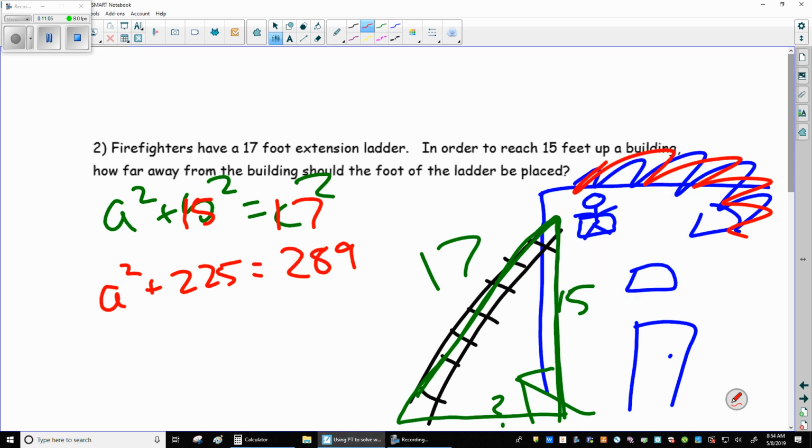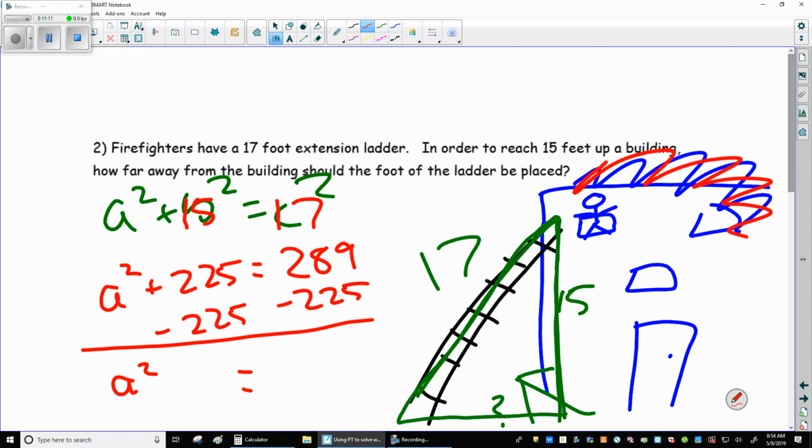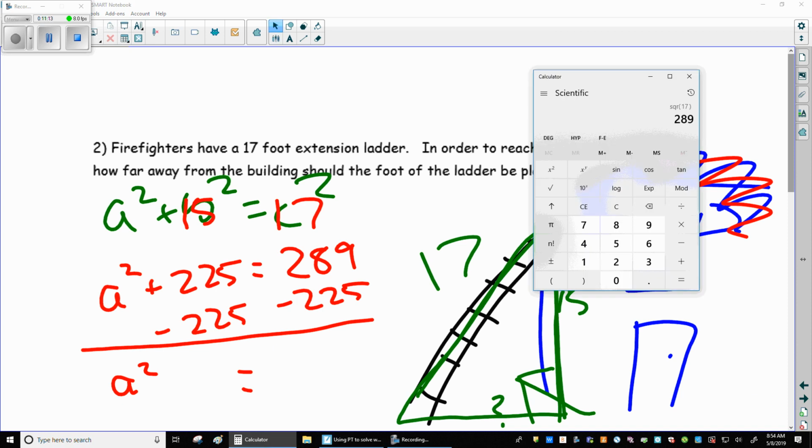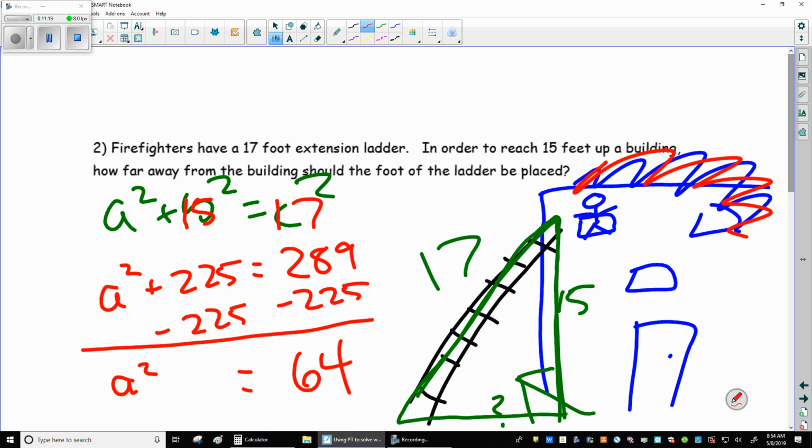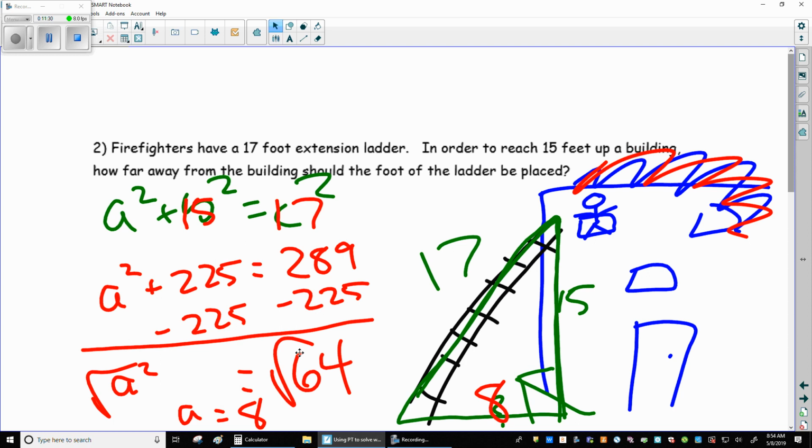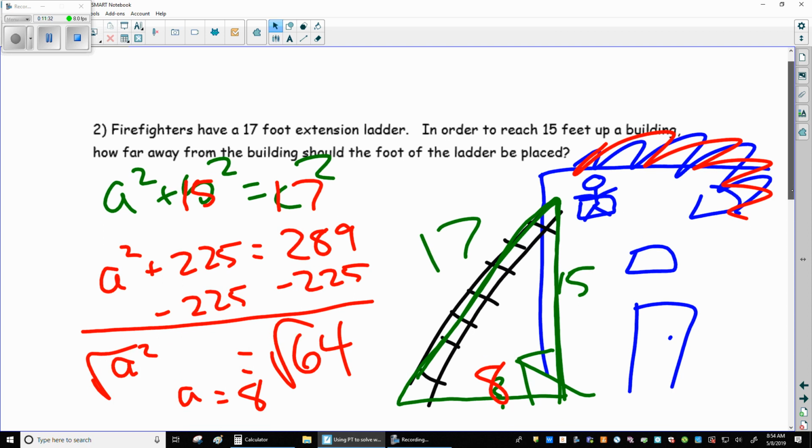What do I have to do here now? Subtract 225 on both sides, to get a squared is 289 minus 225, which is 64. And last step is square root both sides, to get a is 8. So that missing side is 8. It should be 8 feet from the burning building.